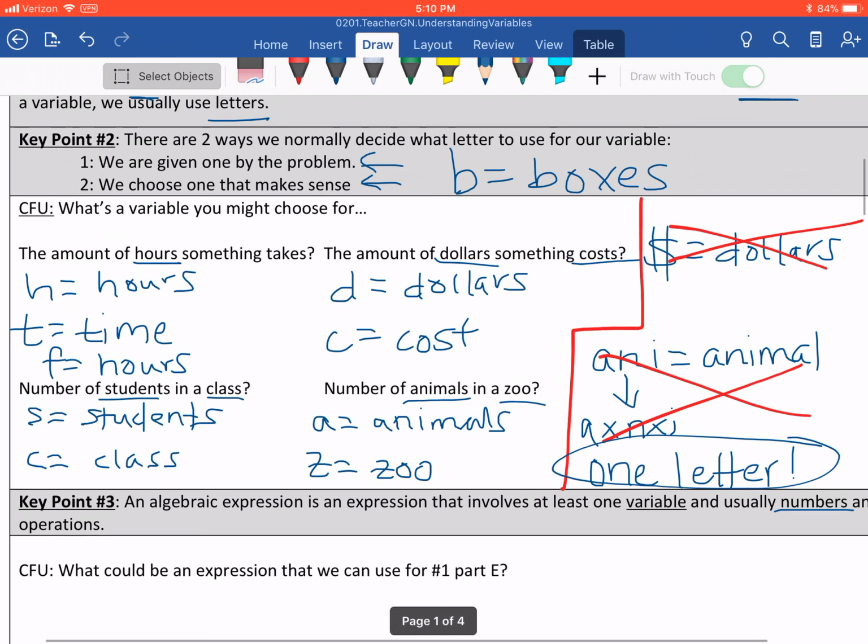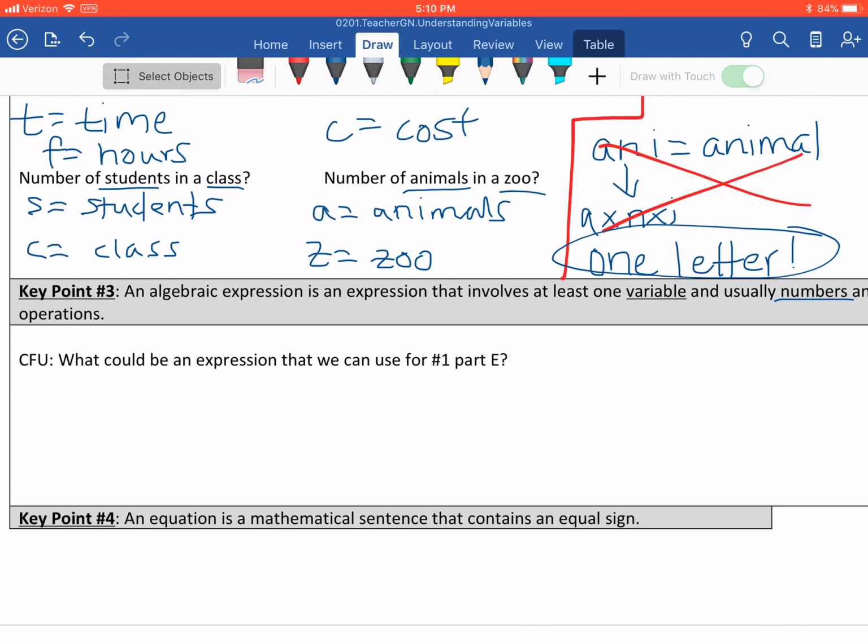All right, moving on to key point number 3. An algebraic expression is an expression that involves at least 1 variable and usually numbers and operations. So we already know a variable. Then we also need to put in some numbers and operations, like plus, minus, multiply, divide.